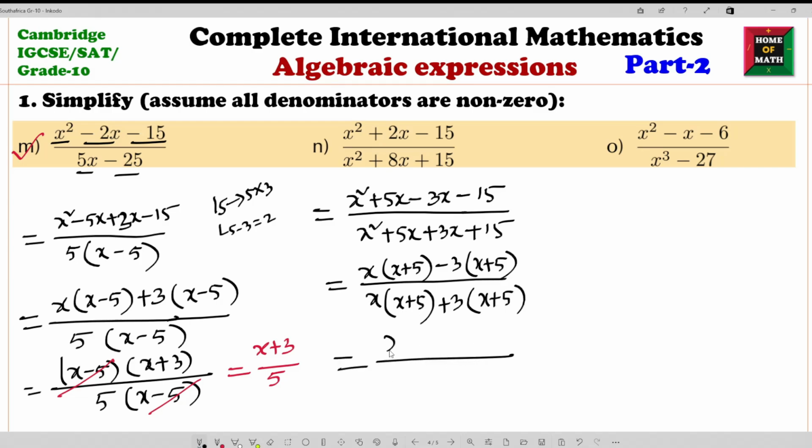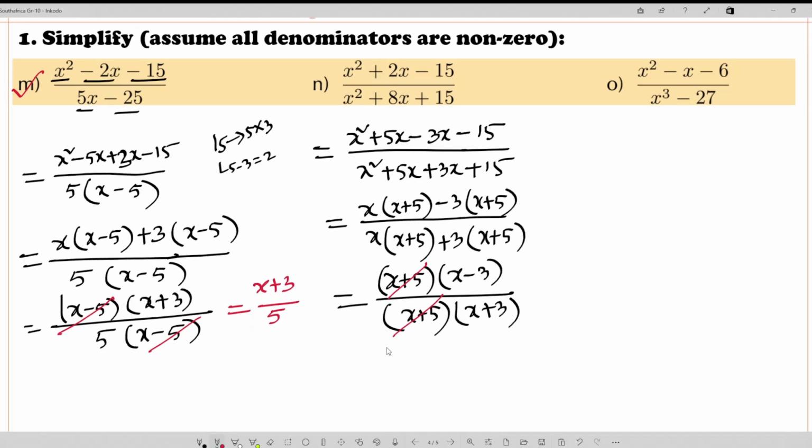So here is x plus 5 times x minus 3, divided by x plus 5 times x plus 3. So here x plus 5 out, and our required answer is x minus 3 divided by x plus 3. So number N done. Number O.